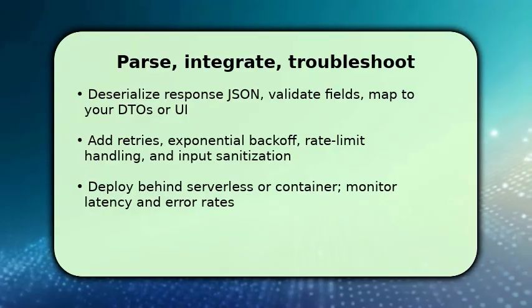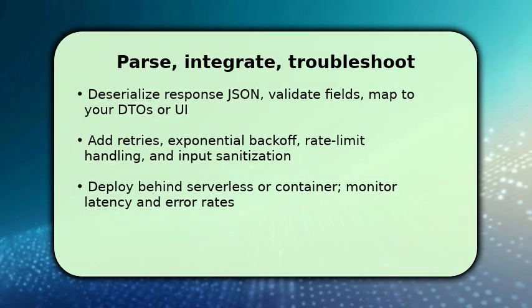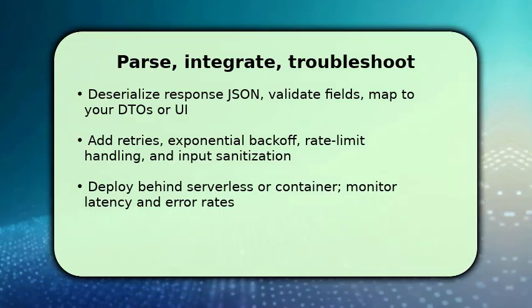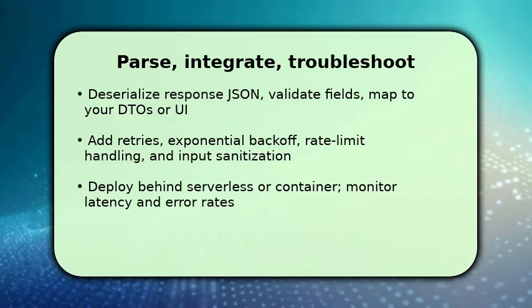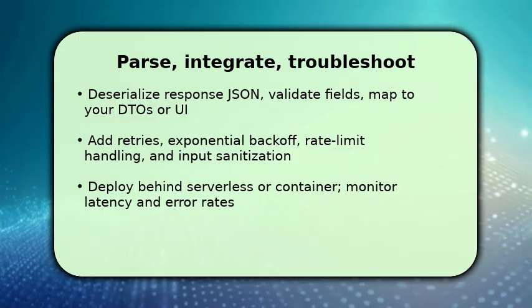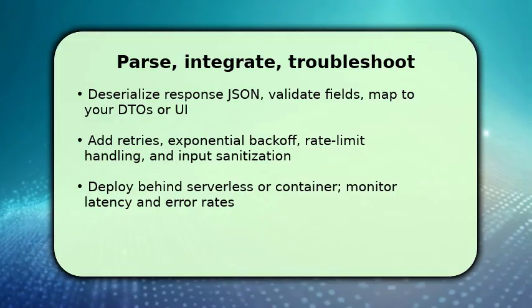You deserialize the API response into DTOs, validate the return text or structure, and then integrate it into your UI or backend flow. Once integrated, add retries with exponential backoff and simple rate limit handling to stay resilient. Deploy behind a serverless function or container for scalability and monitor latency and error rates to control costs.